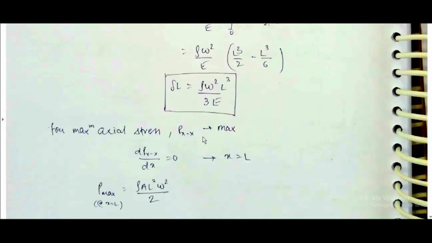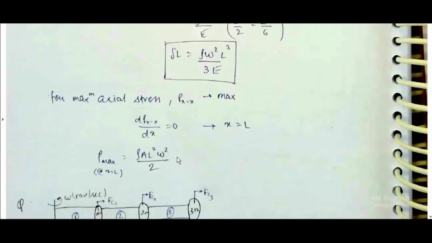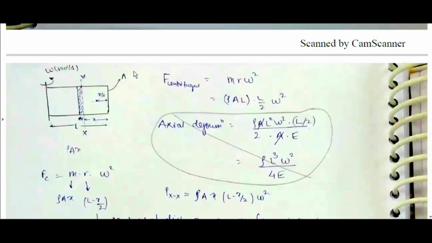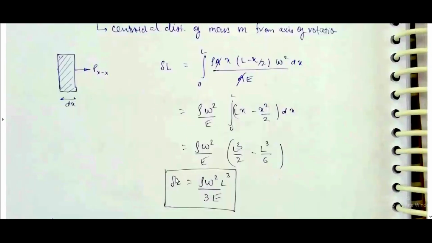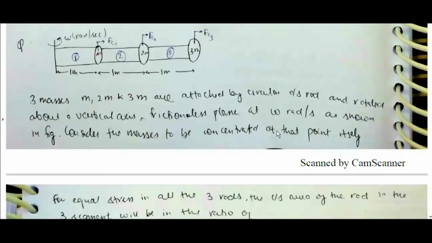For axial stress, Pxx max: dPxx is equal to 0, x is equal to L. P max is equal to rho A L square omega square by 2. At what point is Pxx maximum? It is at x is equal to L, which means at this end the force is maximum. And delta L here, this is total, is rho omega square L cube by 3E.